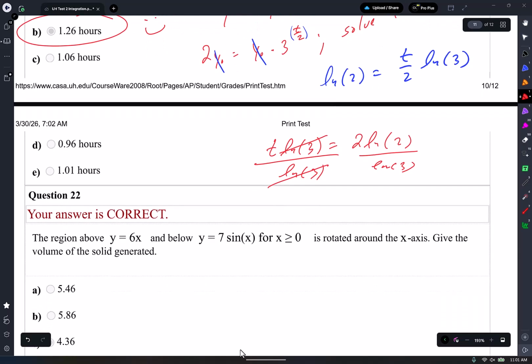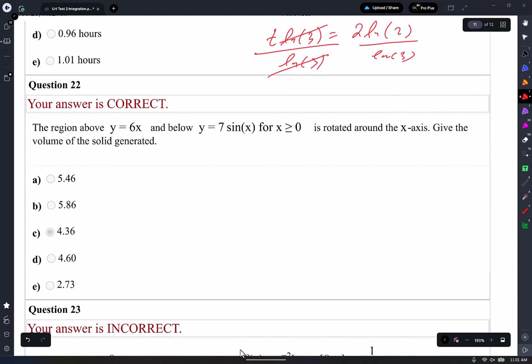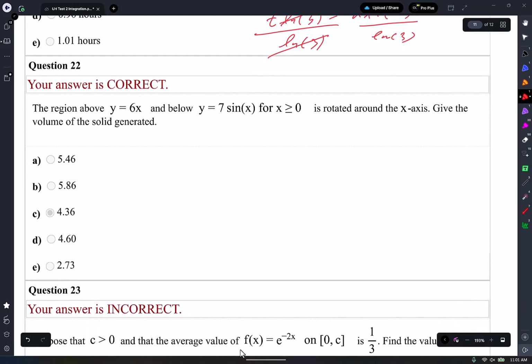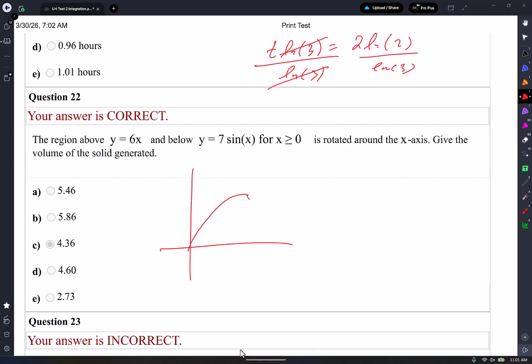Okay, we got 3 left, and then we'll call it a day, guys. The region above y equals 6x and below y equals 7 sine x. The region is rotated around the x-axis. Give the volume of the solid generated. Okay, here it is. Don't worry, we're almost done. So it looks something like this. It looks something like that. And I'm rotating it about the what?